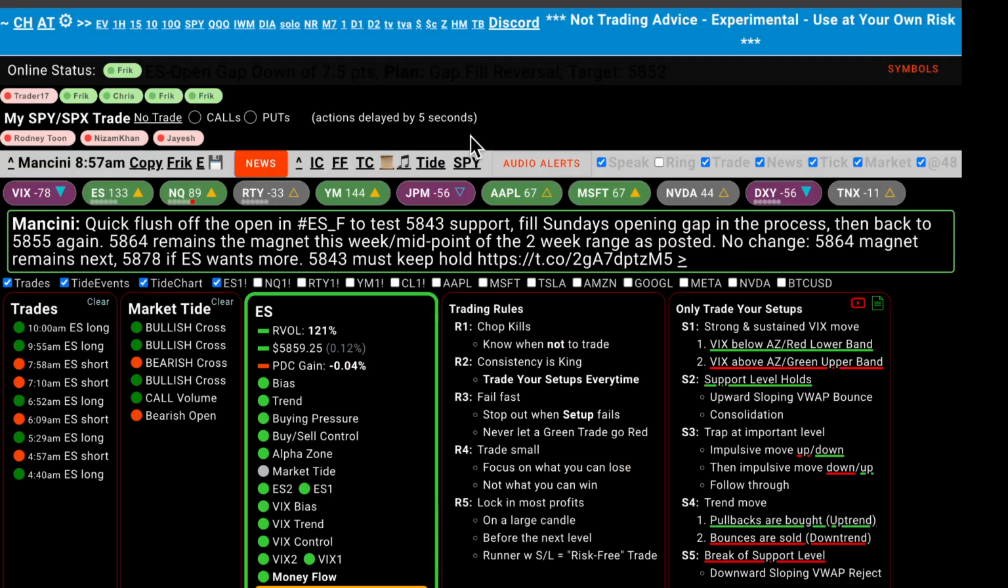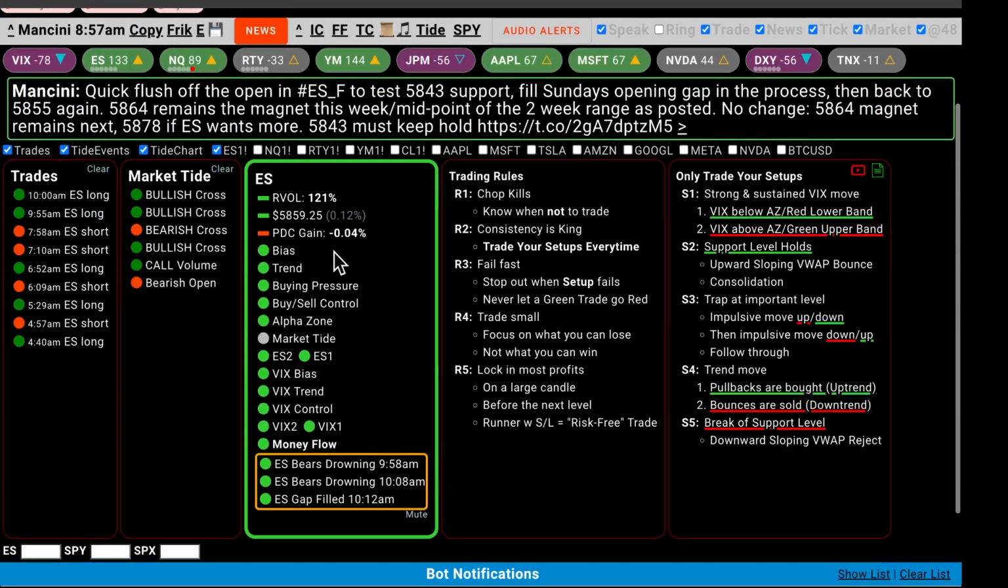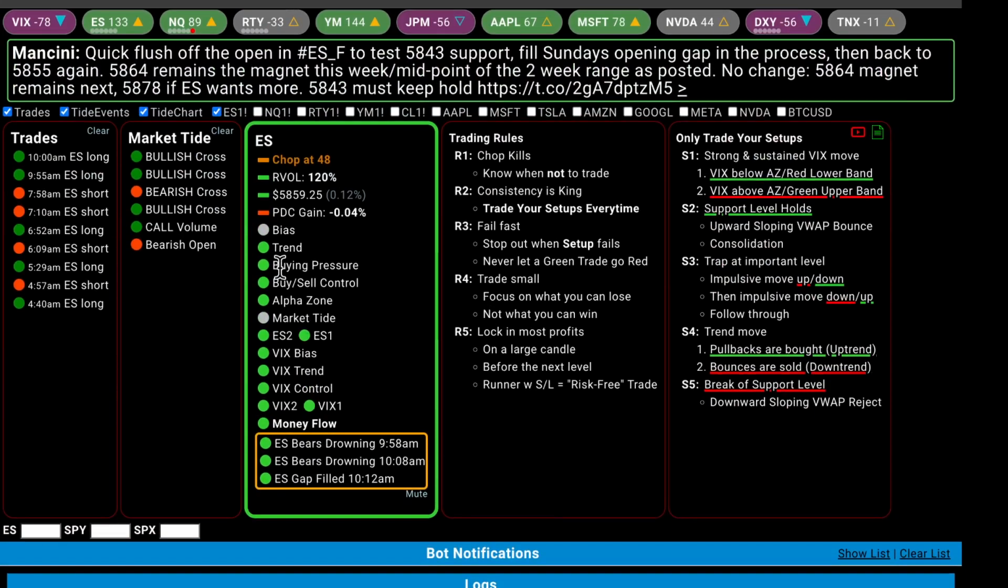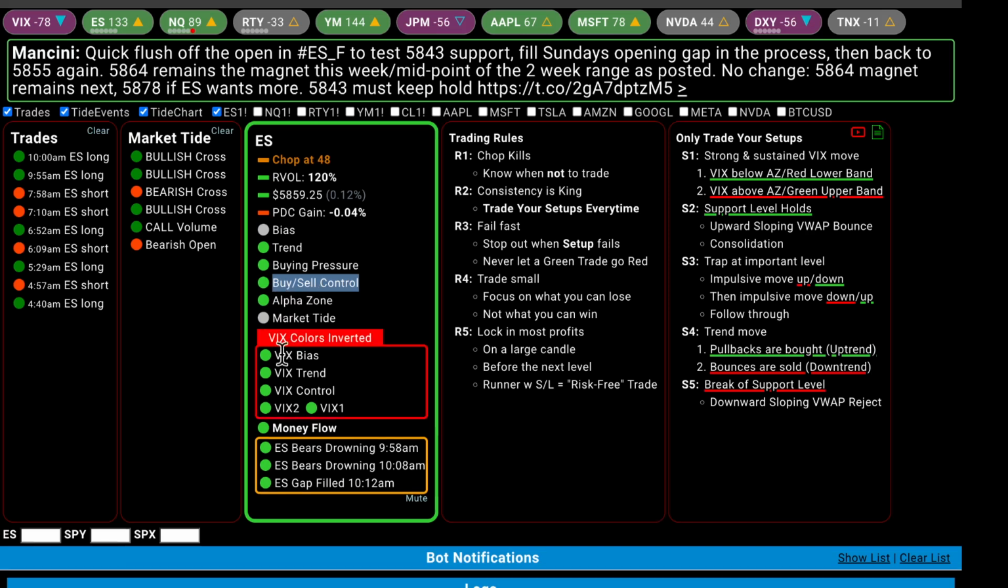Why did it just refresh that page? Okay, so it also contains all of the news, and so the news countdown, I'm going to move that there as well. But basically, we're in a trend move. The buying pressure says we're moving up. Buyers are in control because it's green. The alpha zone is nicely structured.